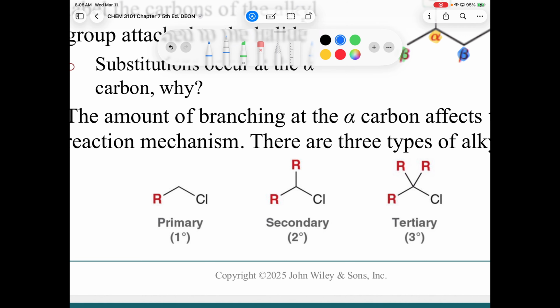So again, just to draw a conclusion here. If you take a look at the carbon that is attached to your halogen, and in each one of these cases it's a chlorine, you look at the number of carbons it is attached to.